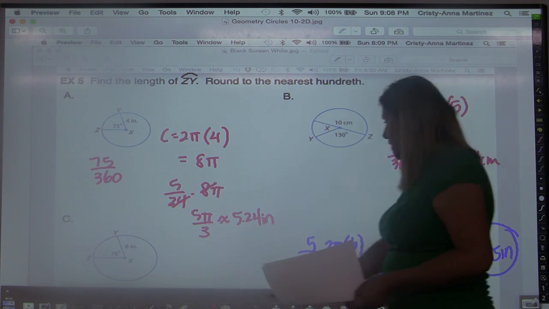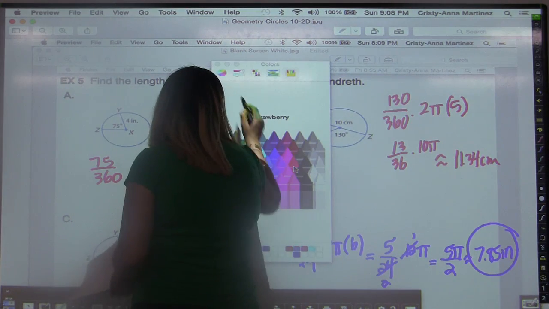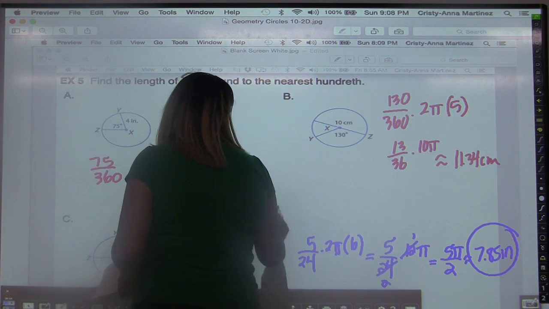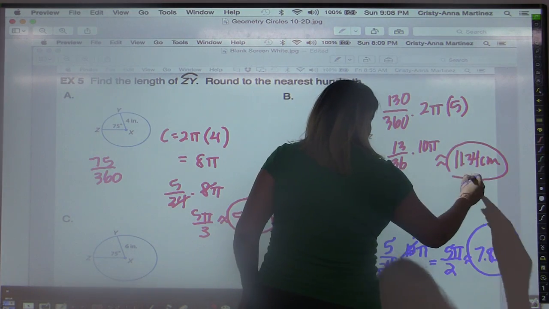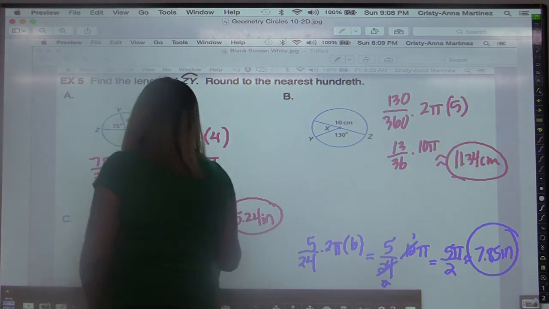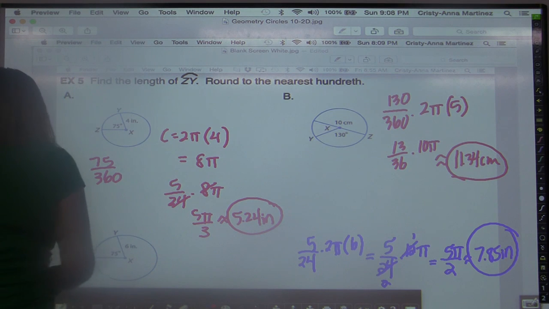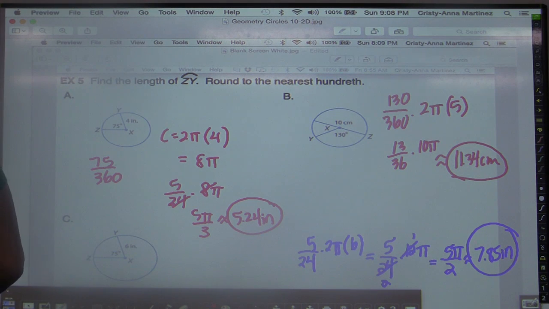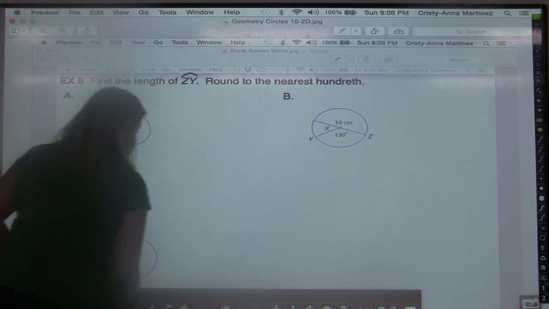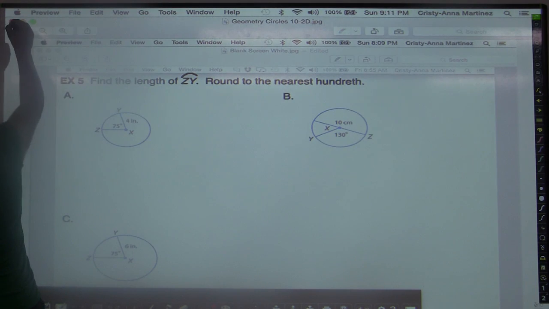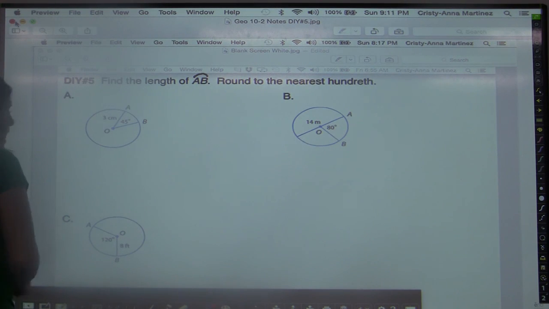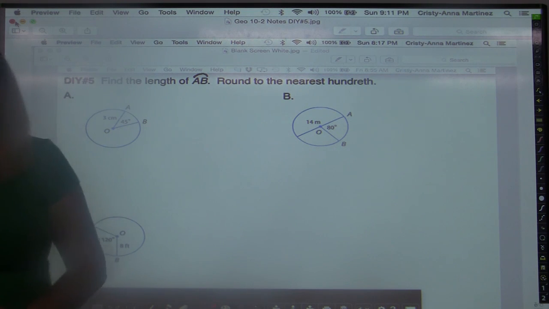And we should probably circle our other answers here, 5.24. Make sure that your units are always correct. Centimeters in this case, inches in part A, and in part C also inches. Alrighty, so that is how you find the arc length. So now you will do your last do-it-yourself question for this video. And once you have completed this do-it-yourself question, you will have completed your notes for this lesson.